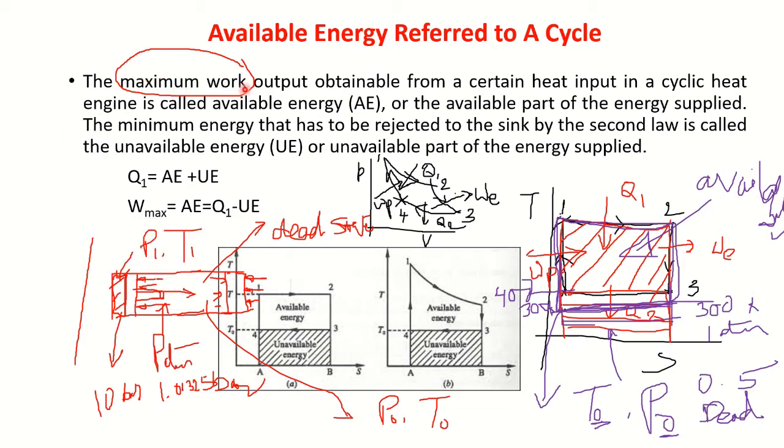The maximum work output obtained from a certain heat input in a cyclic heat engine is called available energy, or the available part of the energy supplied. The minimum energy that has to be rejected to the sink by the second law is called unavailable energy, the unavailable part of the energy supplied. Later you call that availability and unavailability.